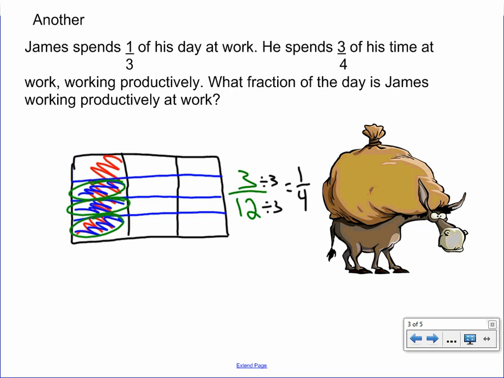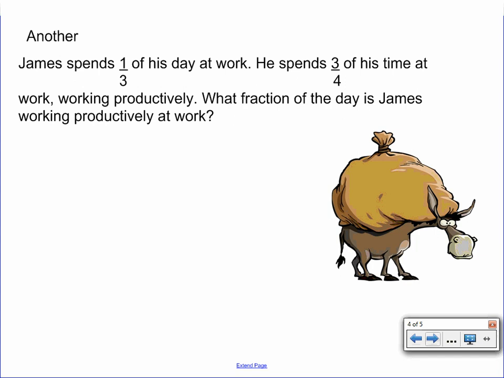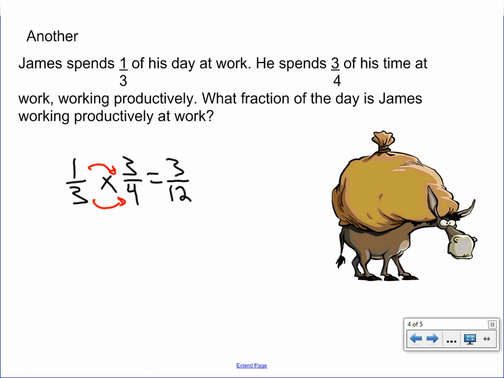If we want to do this the more concrete way, we can try that as well. James spends 1/3 of his day, the same question here: 1/3 of his day times 3/4 of it productively. We have 1 times 3, and that gives us 3. We also have 3 times 4, and that gives us 12. So you can see it gives us the same answer. We can still bring it down with our common factors, dividing by 3 on top and bottom, and that gives us a total answer of 1 out of 4.